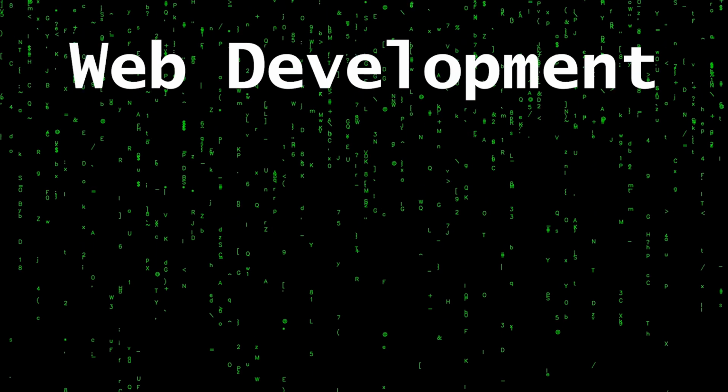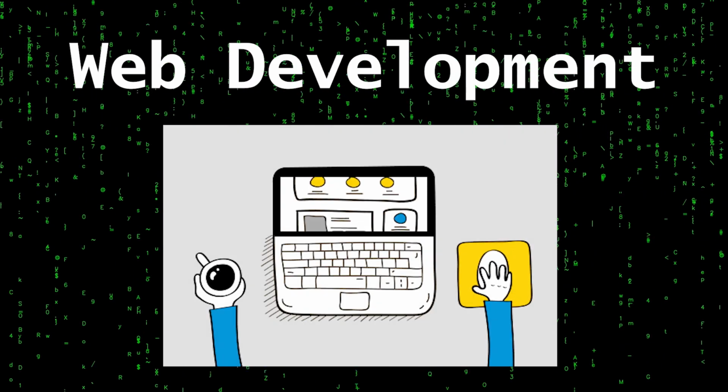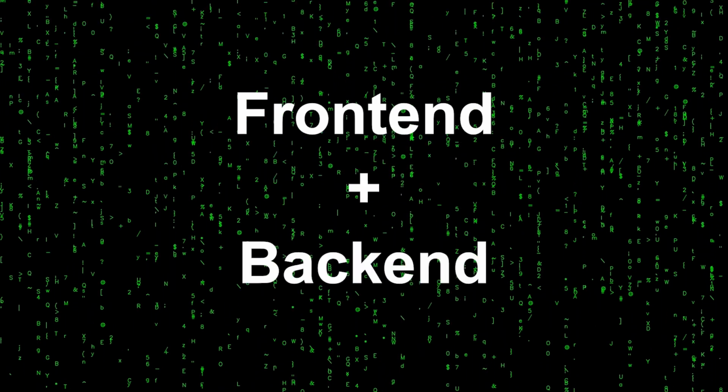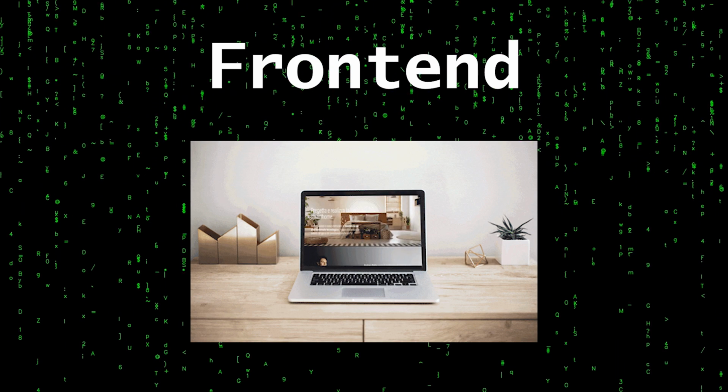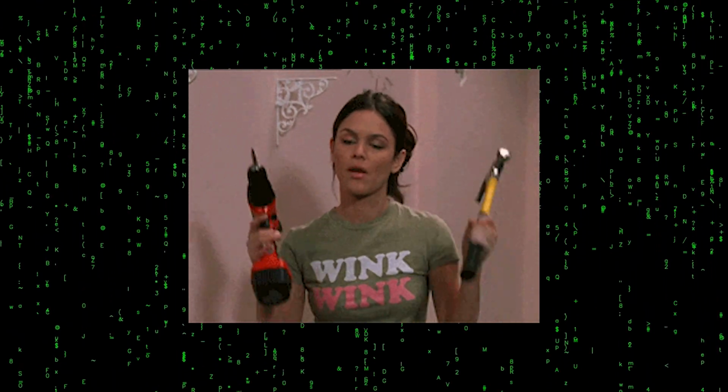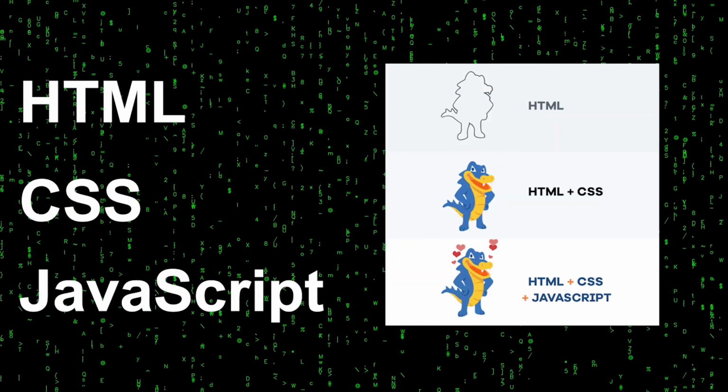Web development is the process of building websites and web applications. The two main parts are front-end and back-end development. Front-end development is about designing and building what users see on a website. The three main tools for front-end development are HTML, CSS, and JavaScript.